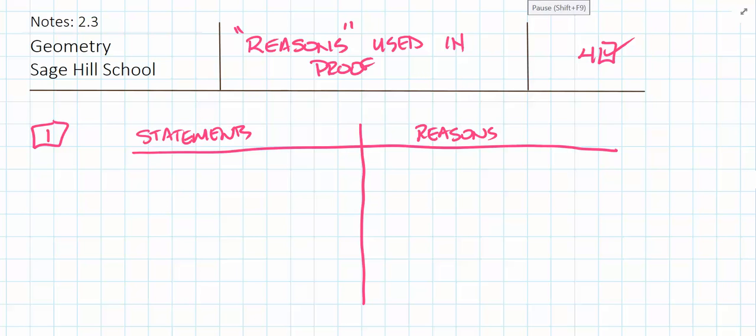Okay, so right now we're going to dedicate some time to the right-hand side of our two-column proofs. The right-hand side of our two-column proofs are the reasons. And what we're going to do is write down all of the reasons that we have gotten so far that we can actually use in our two-column proofs.